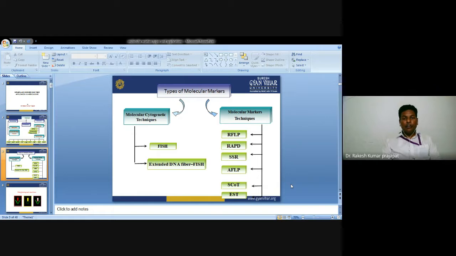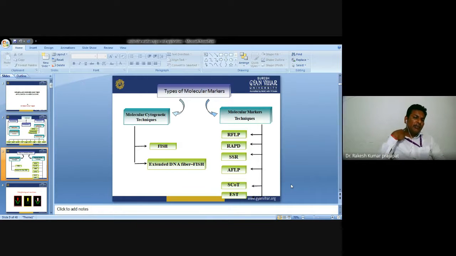Further, molecular markers can be classified based on molecular cytogenetic techniques and molecular marker techniques. Using cytogenetic techniques, we have FISH, fluorescent in situ hybridization, and DNA fiber FISH. The molecular marker techniques are RFLP, RAPD, SSR, AFLP, SCOT marker, and EST marker. So we are using all these techniques.